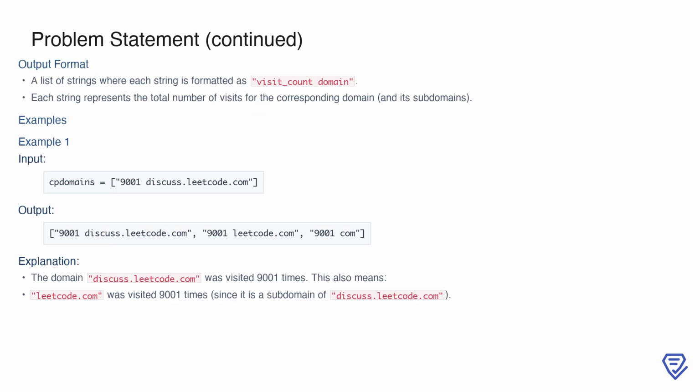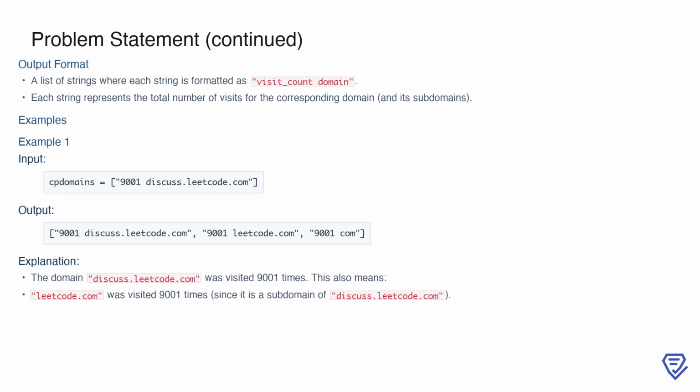The output of the problem is a list of strings formatted as visit_count domain, where each entry represents the total number of visits for that specific domain or subdomain. Let's look at an example to understand this better. Suppose the input list is domains equals 9001 discuss.leetcode.com. Here, the domain discuss.leetcode.com was visited 9001 times.